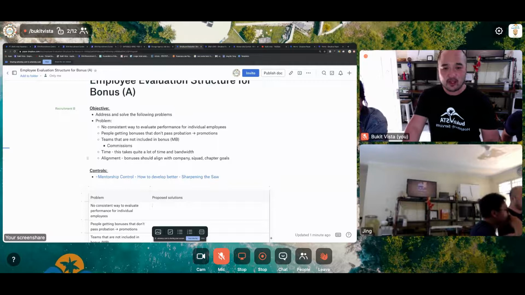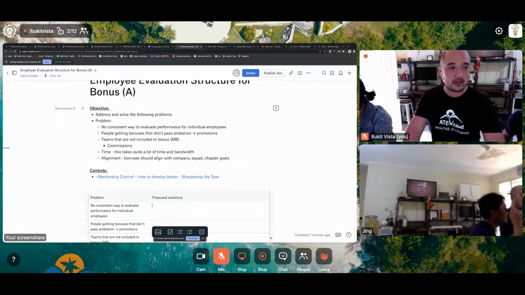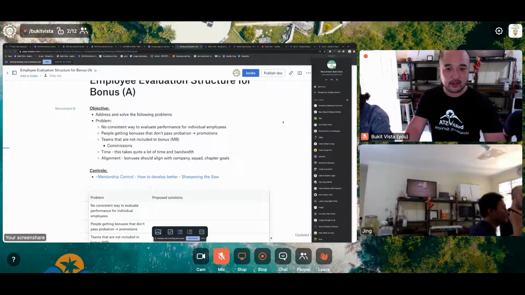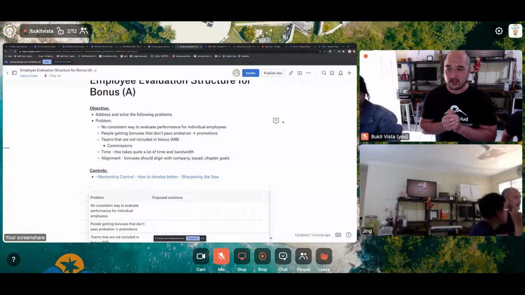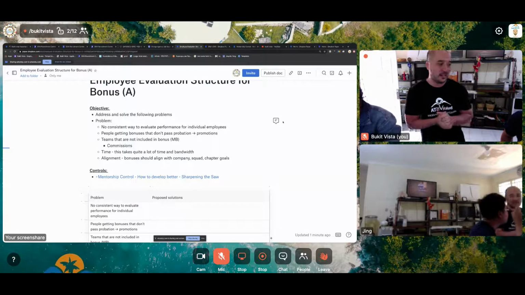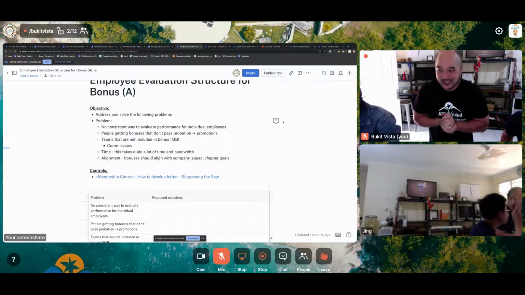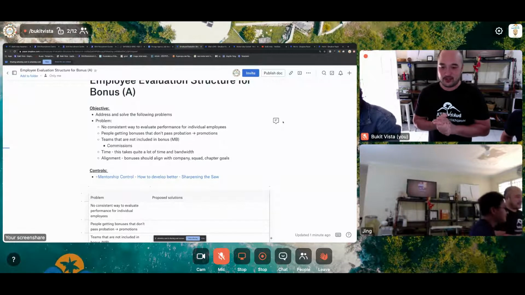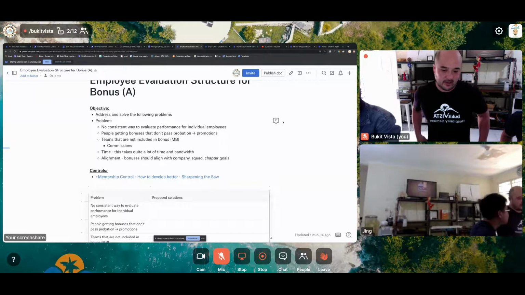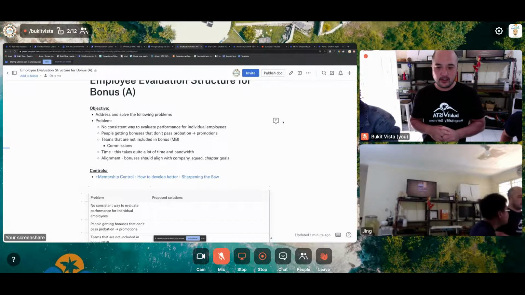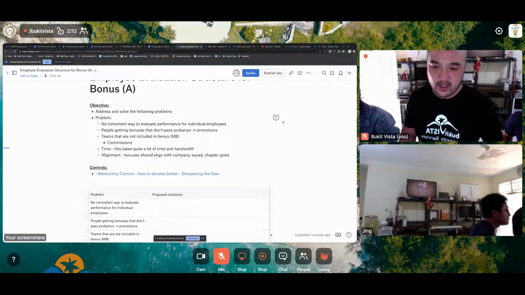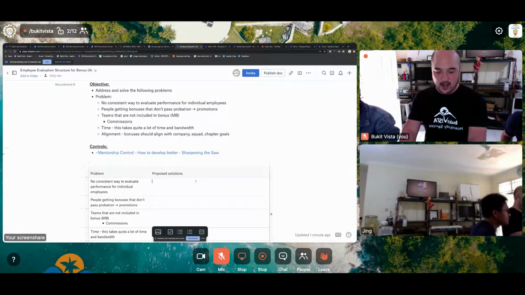Now, one of the things I've noticed in evaluations is that everybody has different rating scores. They're like different teachers, right? Some teachers give everyone an A. Some give between an A and a B. Some give everyone a C, and only exceptional people get an A. So we want to make sure there's a consistent way to evaluate performance.